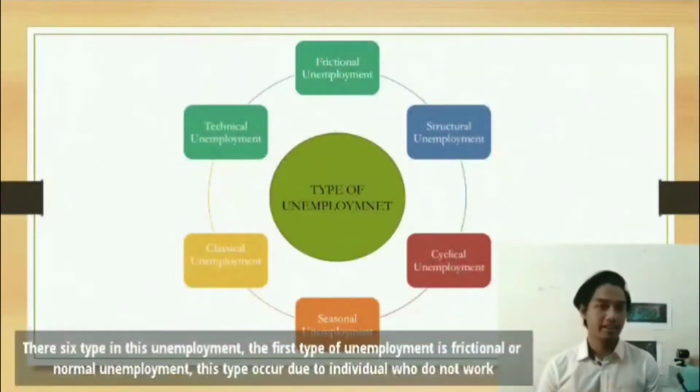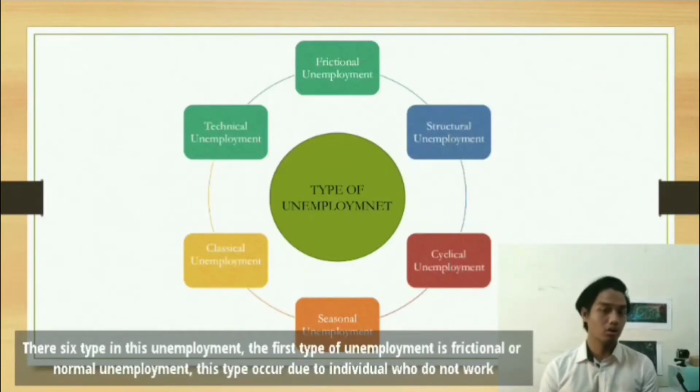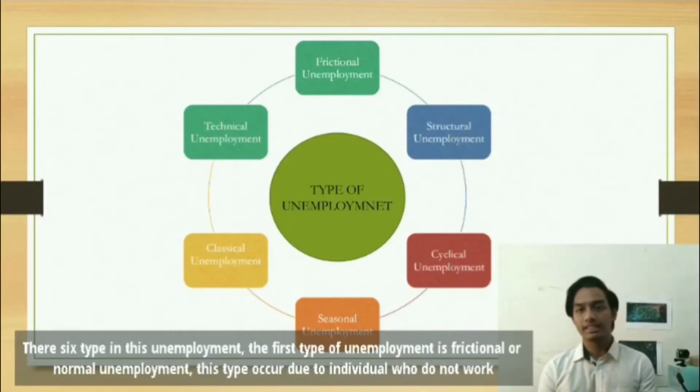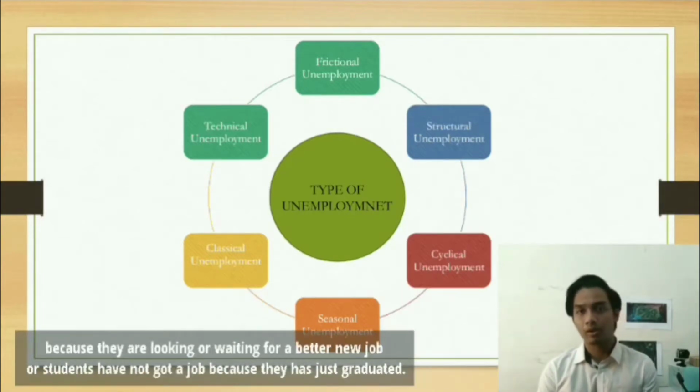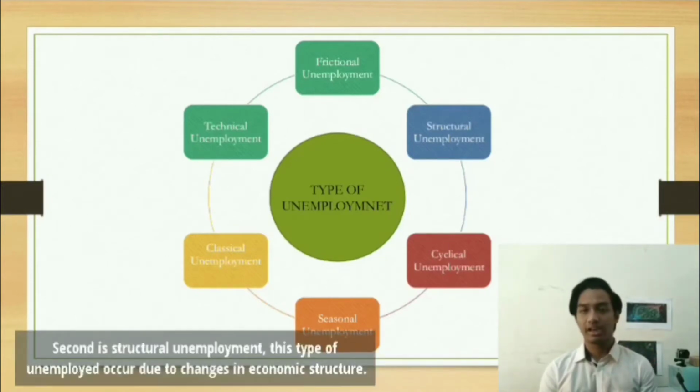There are 6 types of unemployment. The first type is frictional or normal unemployment. This type occurs due to individuals who do not work because they are looking or waiting for a better job, or students who have not got a job because they have just graduated. Second is structural unemployment. This type of unemployment occurs due to change in economic structure.